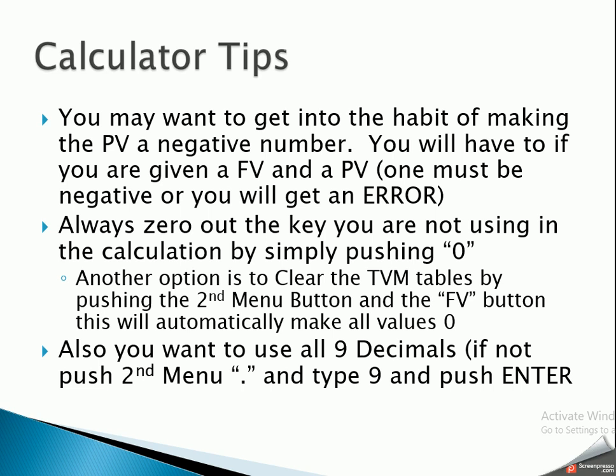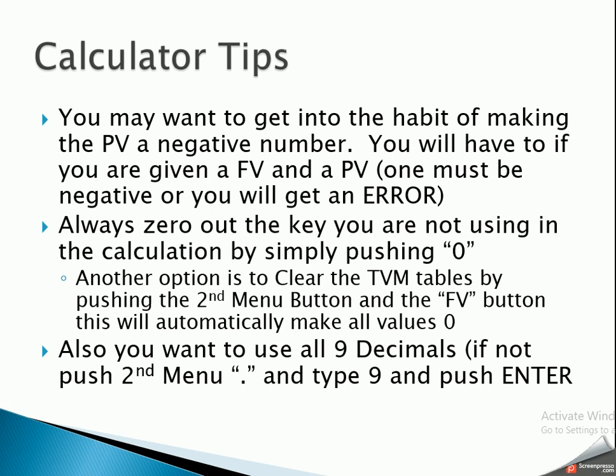You should get in the habit of making your present value a negative number. To do that, you don't simply hit the subtraction button on your calculator. You have to push the plus or minus button, which will make your value negative. So if your present value is $100,000, you would type in 100,000, push the plus or minus button, and then push the PV button. For some problems that doesn't matter, but there are some where it does, and then you're going to get an error on your calculator, and students don't know what to do. Well, what do I do with that error? I can't solve it. It's because you did not make the present value negative.